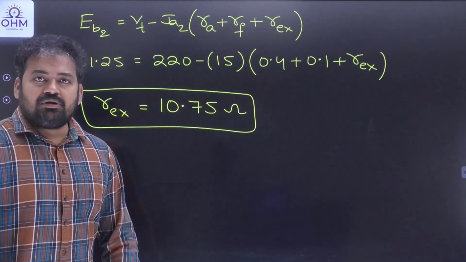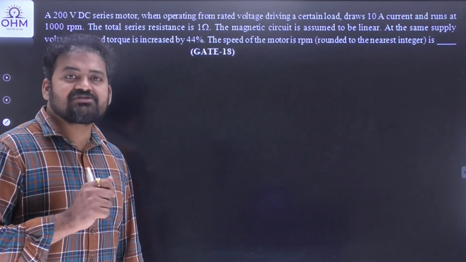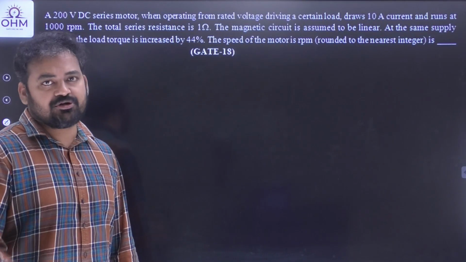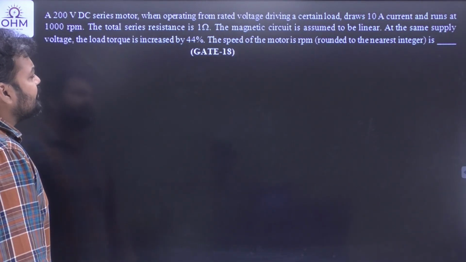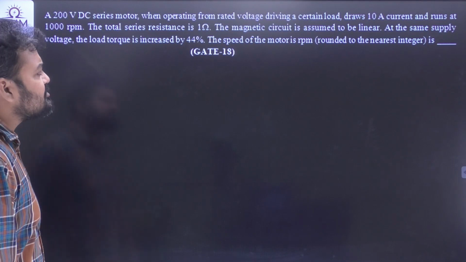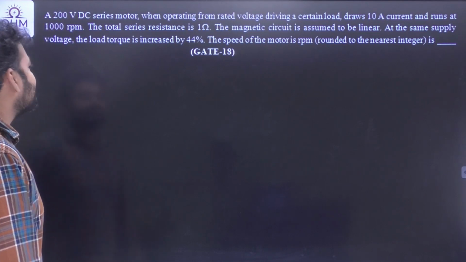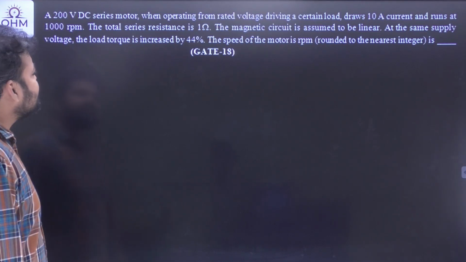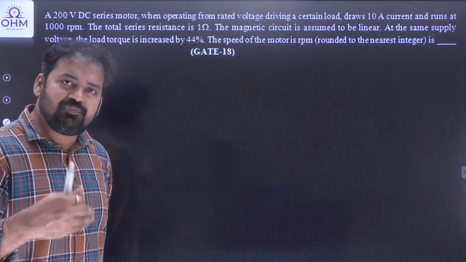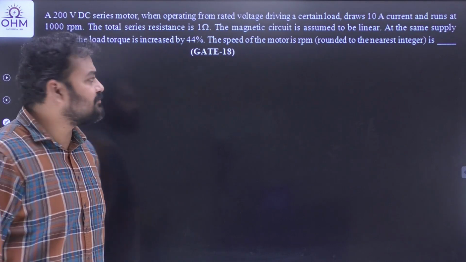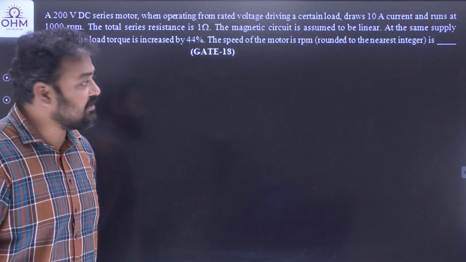Right? That's all. This is a question from DC series motor. Okay. All right, so we have the next question. This is also from a DC series motor concept. Read the problem. A 200 volt DC series motor, when operating from rated voltage, driving a certain load, draws a 10 ampere current and runs at 1000 RPM. The total series resistance is 1 ohm. Total series resistance means armature resistance plus series field resistance combination. The magnetic circuit is assumed to be linear, that is saturation is neglected.